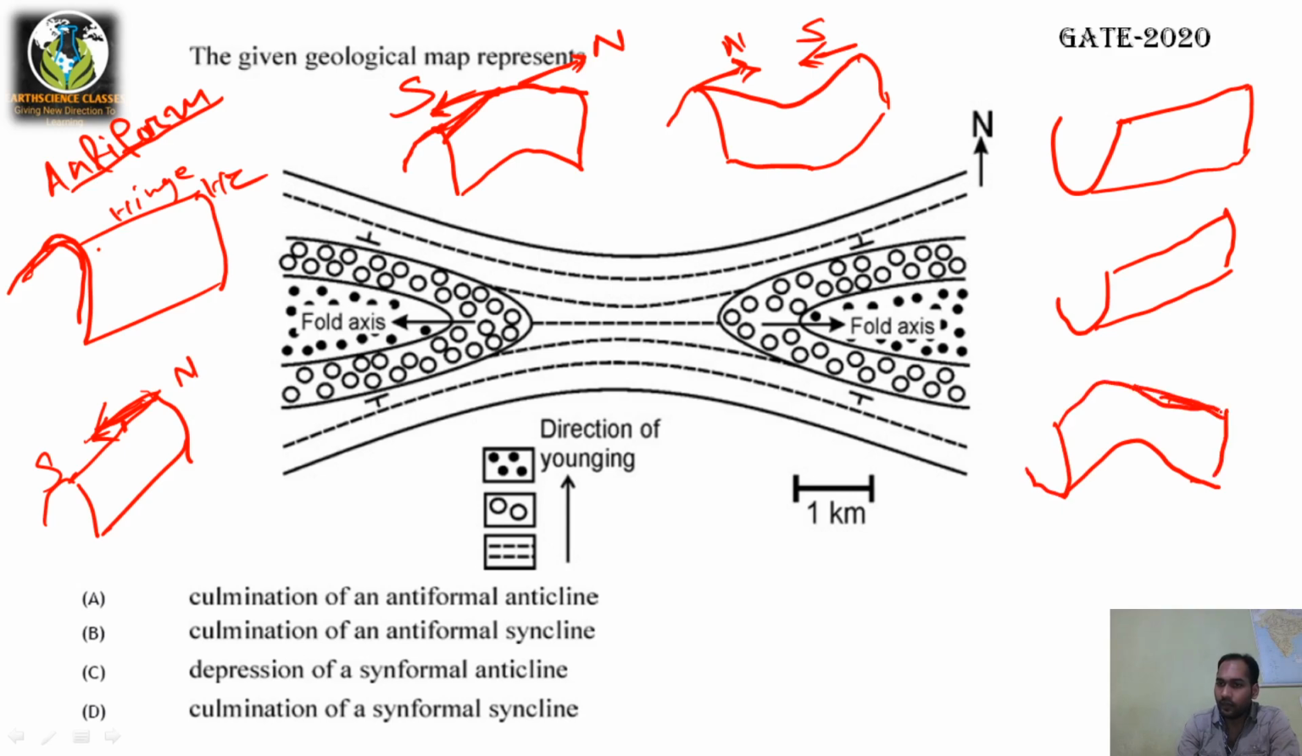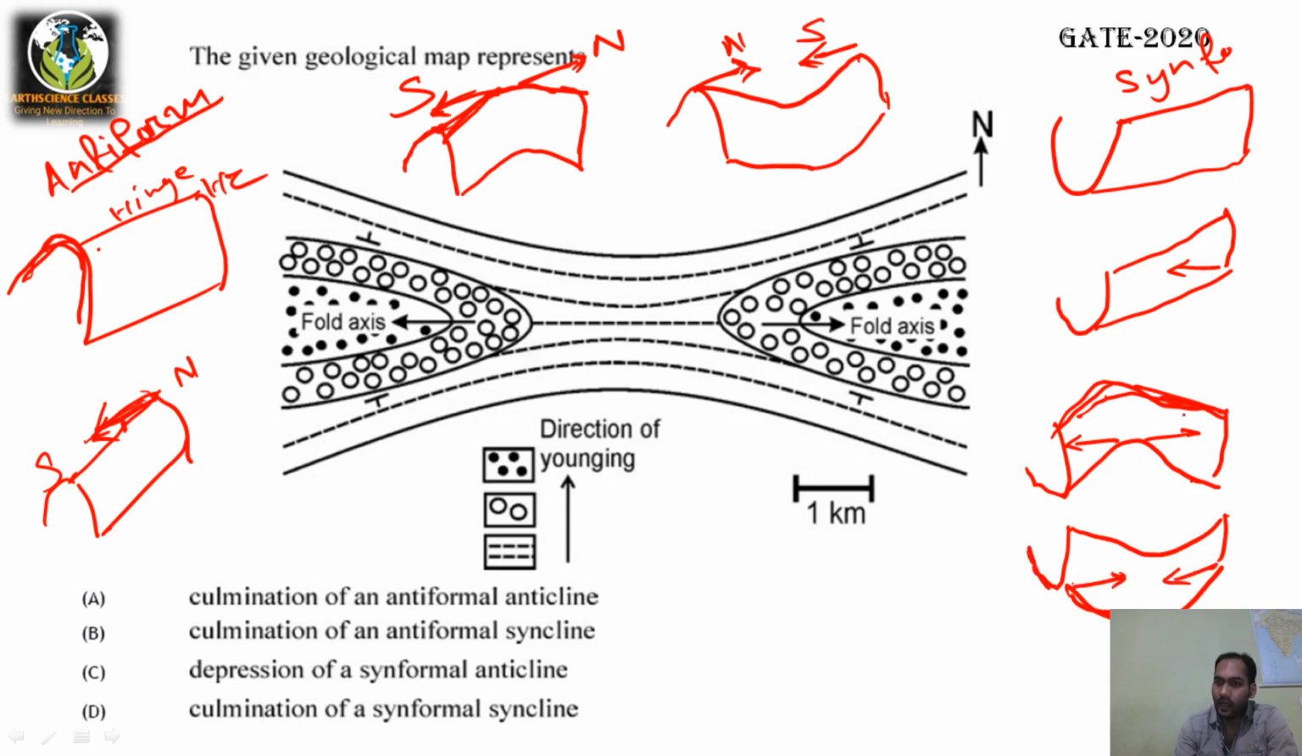Like this, right? And if it will plunge, so here you can see it is a synform, and here it is plunging in this direction. Now it is plunging in both directions. Okay, now it is a synform and it is plunging towards each other.